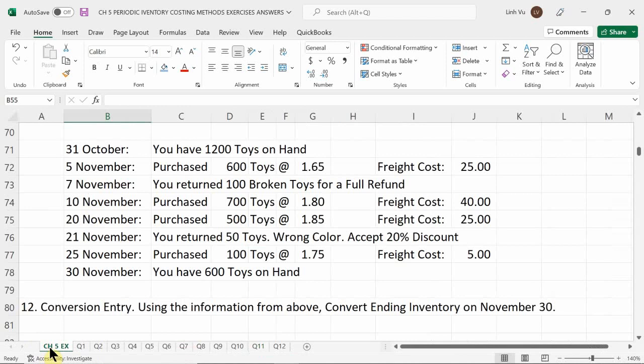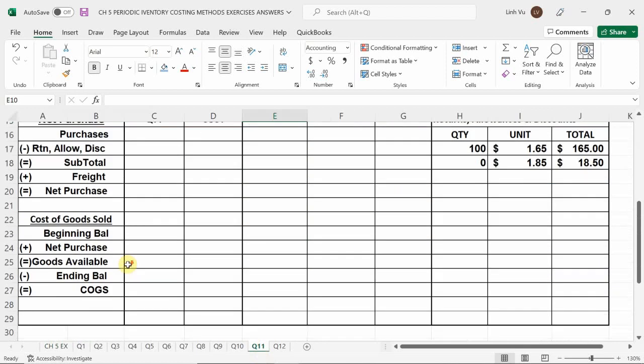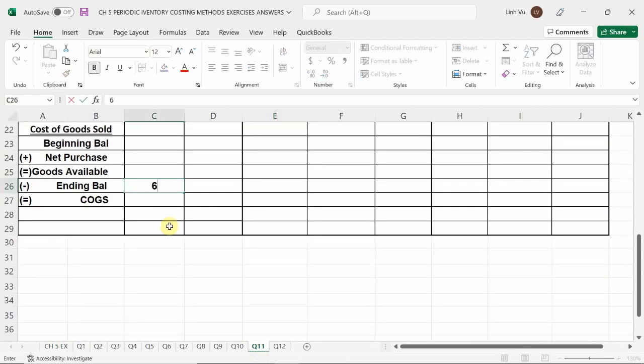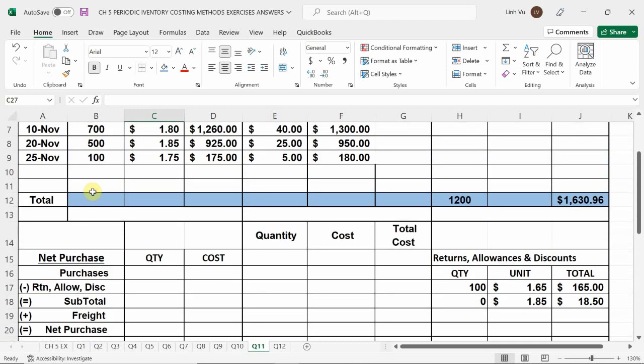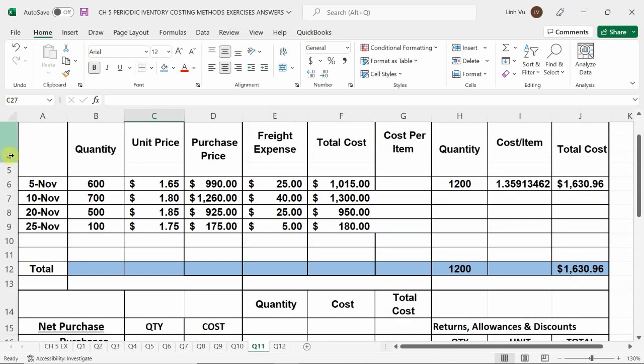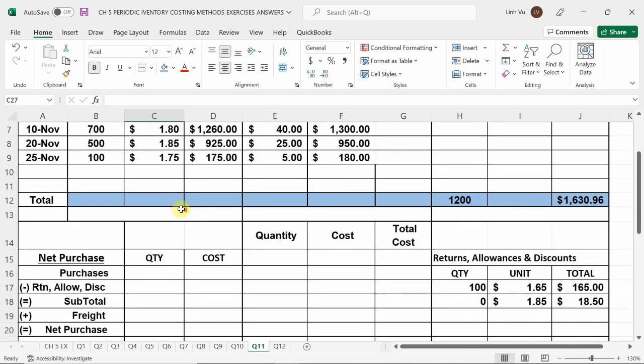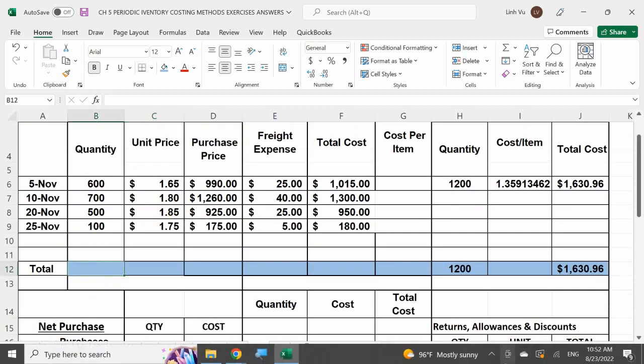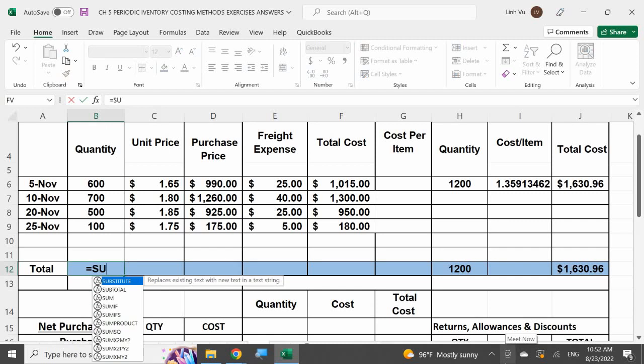Okay. And the last thing that you have here is November 30th. You end up having 600 toys left on hand. So in this case, 600 is what you have left. Okay, so let's go ahead and sum up our totals for my purchases. We're also going to sum up the totals for my returns and allowances. Okay, so equal sum.